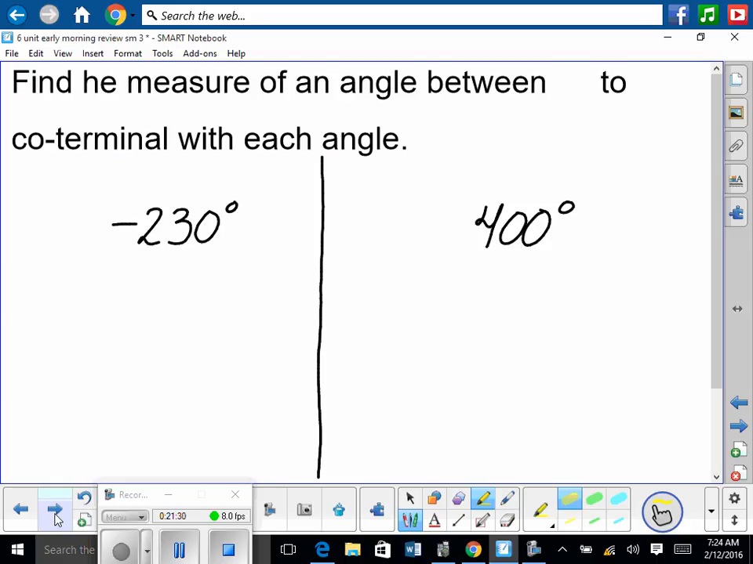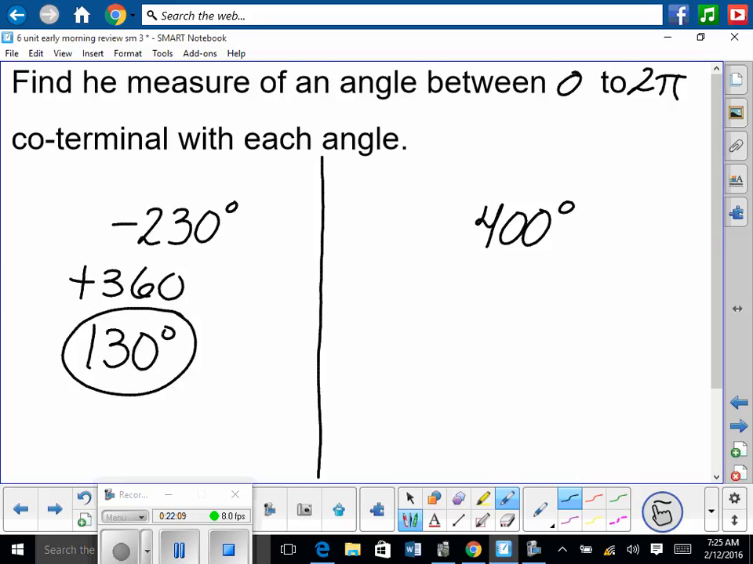Okay, so next it says find the measure of the angle between 0 and 2 pi, that's what I meant to put on there, coterminal with each angle. So we're finding a coterminal angle, but remember, on the review we were able to find any coterminal angle. Today I'm being specific. I want the one between 0 and 2 pi. So doesn't that mean in the 360 range, a positive angle? If we have -230, we add 360. That will put us in the right spot. -230 plus 360 is 130 degrees. Is that between 0 and 2 pi? Yes, so there's the coterminal angle.